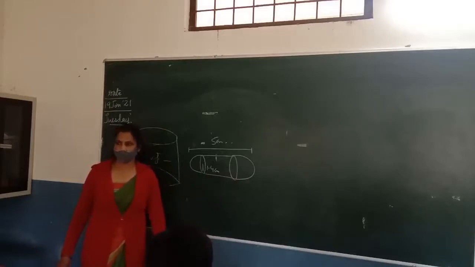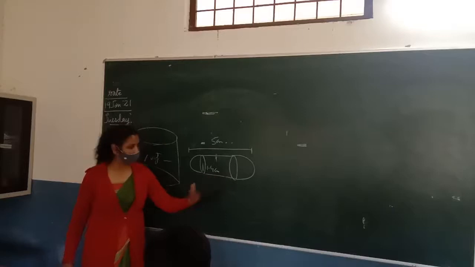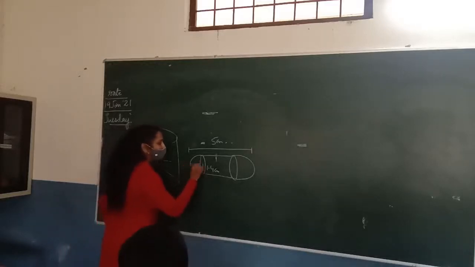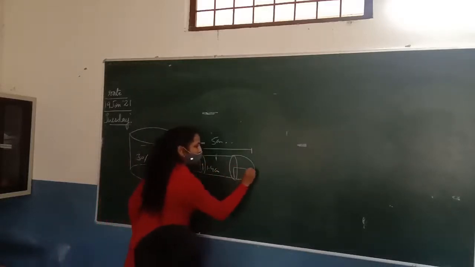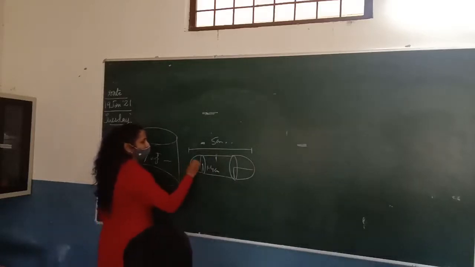Minus what? Volume of cylinder. You have to find the height of the cylindrical portion, the length of the cylindrical portion. So what is the length of the cylindrical portion? Abhishek, what should be the length of the cylindrical portion? 5 minus 2.8. Yeah. Since the height of the hemisphere is always equal to the radius, what is the length of this portion? It is 1.4, Vaibhav.